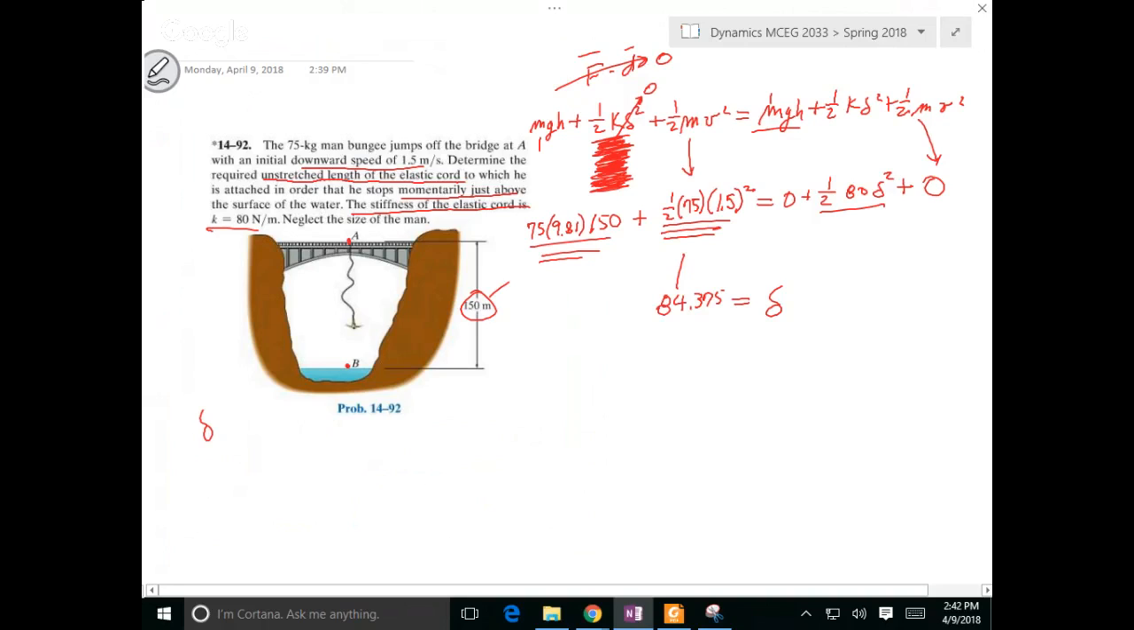150 times 9.81 times 75. Wow, that is a big number. So really, who cares whether you jumped off? Okay, so let's add it anyway.